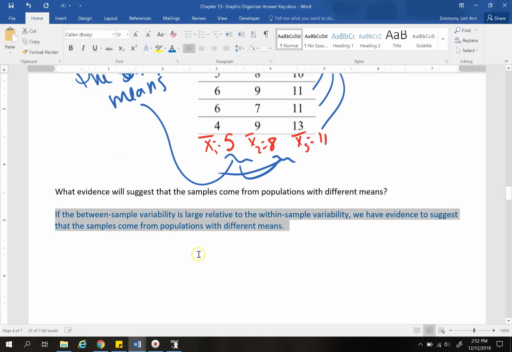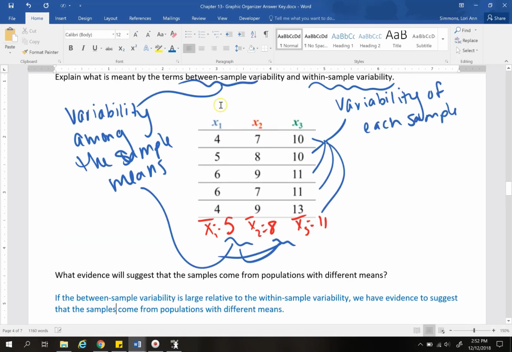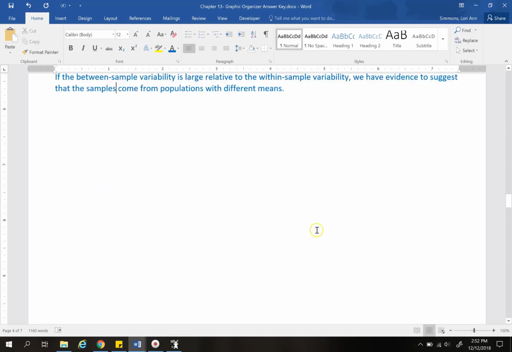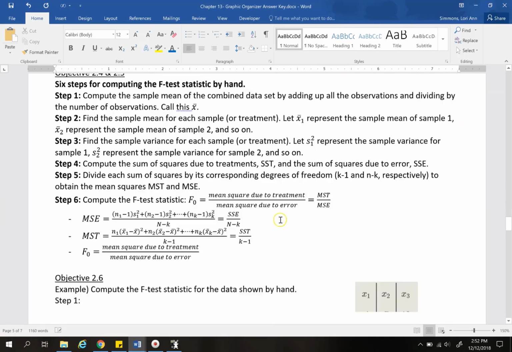So this is a good indicator that they're going to be from different means, but like we've done in the past, we're still going to want to do our hypothesis testing. So just comparing the between sample to the within sample variability is going to indicate, but you still want to do the hypothesis test, which we're going to start with on the next page.